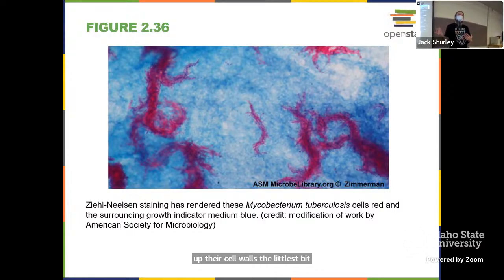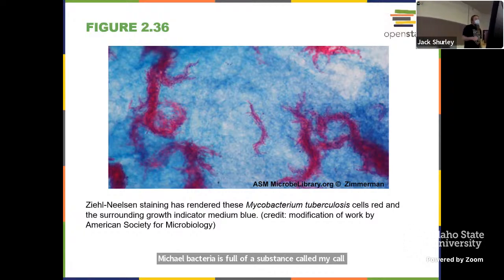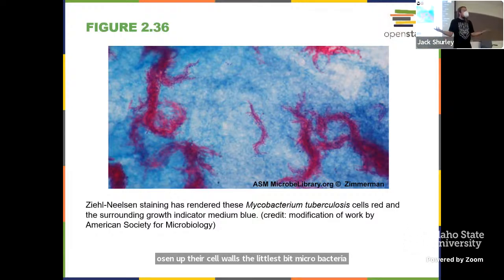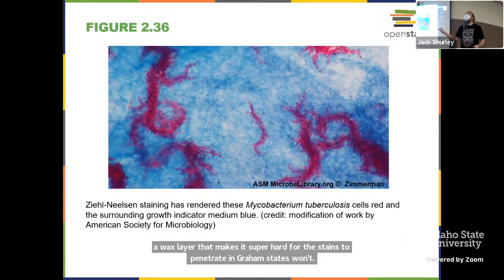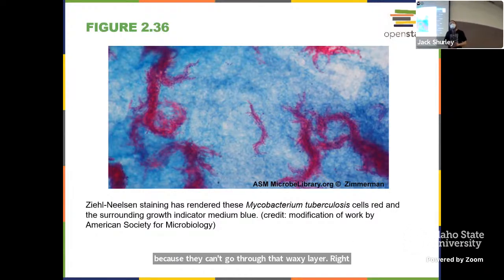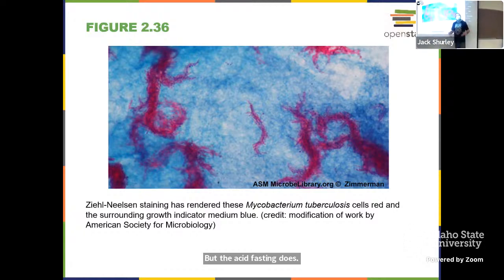Mycobacteria is full of a substance called mycolic acid. It's like a wax layer that makes it super hard for the stains to penetrate in. Gram stains won't, all right, because they can't go through that waxy layer, all right? But the acid-fast stain does, all right? So the hot method loosens up that wax layer and it allows the stains to penetrate in.